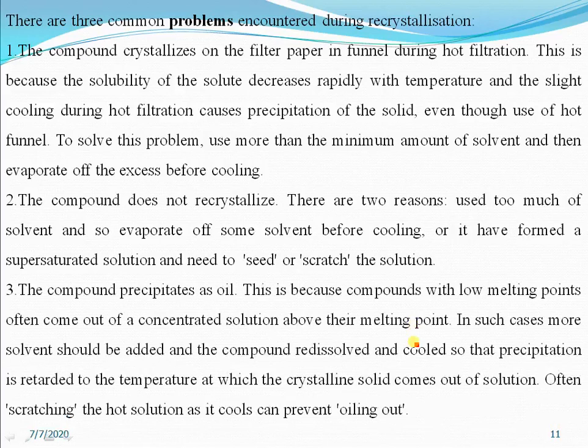This is one more problem generally associated with the recrystallization step. The oil is formed because compounds with low melting points often come out of concentrated solution above their melting point. In such cases, more solvent should be added and the compound redissolved and cooled so that precipitation is retarded to the temperature at which the crystalline solid comes out of the solution. This is also solved by scratching the hot solution as it cools, which can prevent this oiling out.